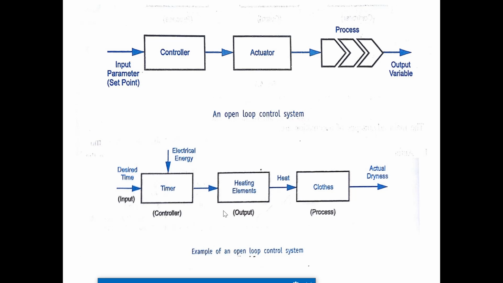For a simple example of an open loop control system, we can take the iron box that we use in day-to-day life to iron our clothes. Here we have a timer as a controller. The actuator is a heating element or heating coil that we use in an iron box, and the process is nothing but the clothes. We are going to explain it clearly. That is, for a desired amount of time we are going to send the input. What is the input for the iron box here? The input for the iron box is nothing but the electrical energy.